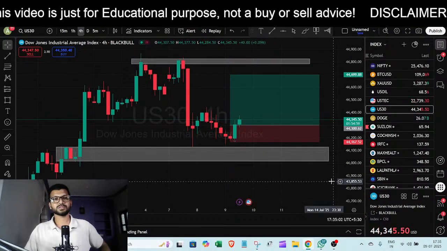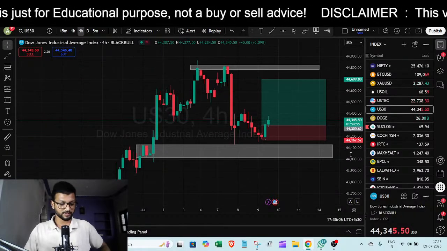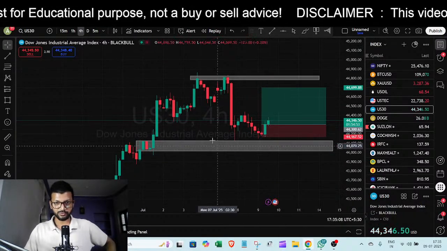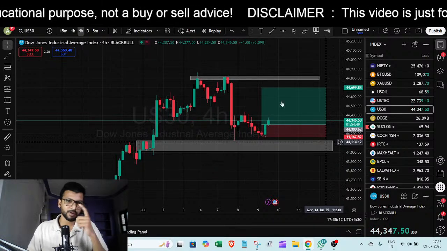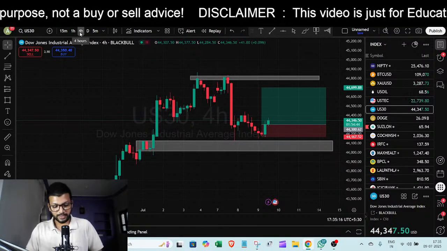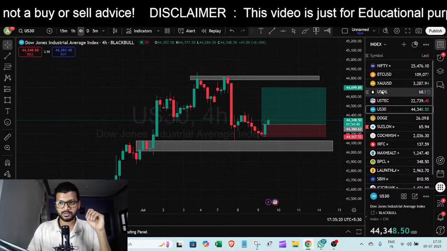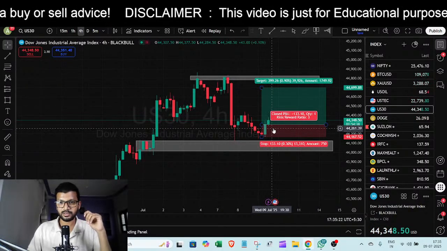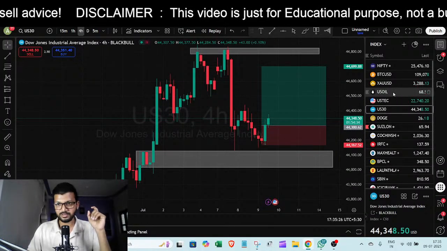This was our US 30 positional trade. This is our 4-hour chart. Don't go for scalping or lower time frames. As you can see, this is our 4-hour time frame, so this is a positional trade. Don't take initiative in this by thinking of a scalp or 5 to 15 minutes.